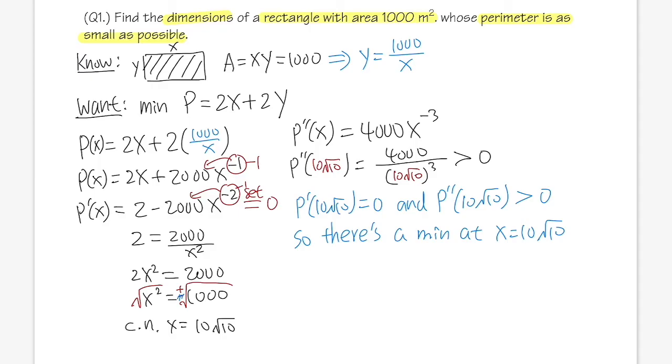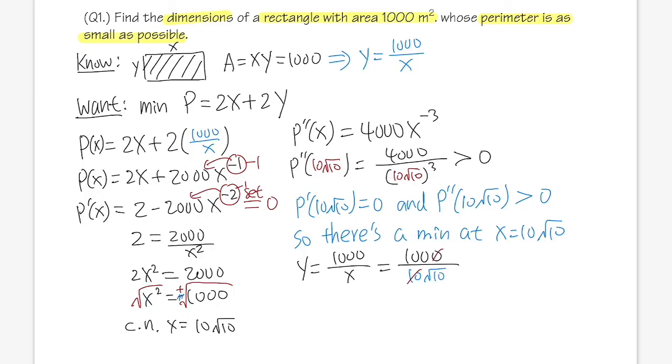And now, once we have the x, don't forget to get the y. y equals 1,000 over x. And x is 10 square root of 10, so let's go ahead and put that down. Reduce this, so this and that cross out. Oops, the x is 10.